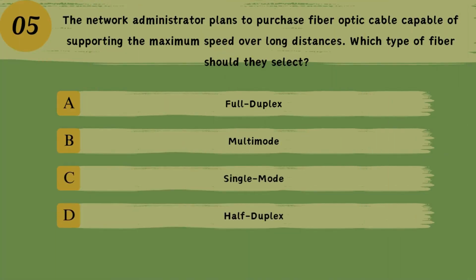Question 5. The network administrator plans to purchase fiber optic cable capable of supporting the maximum speed over long distances. Which type of fiber should they select? A. Full duplex. B. Multi-mode. C. Single mode. D. Half duplex. Correct answer. C. Single mode.